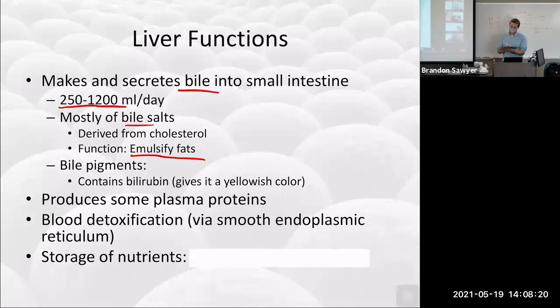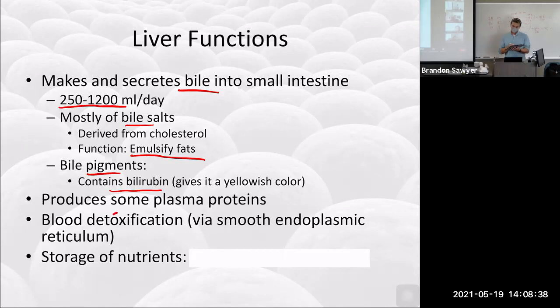Okay, bile pigments are also included in bile. That contains something called bilirubin, which gives bile its yellowish color. This is also the thing that can give your skin a yellowish color, which we'll talk about in Friday's video, and that's called jaundice. Okay.